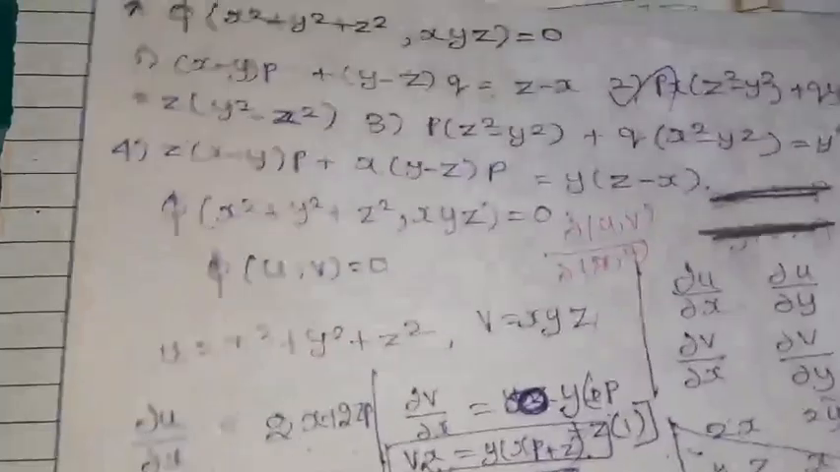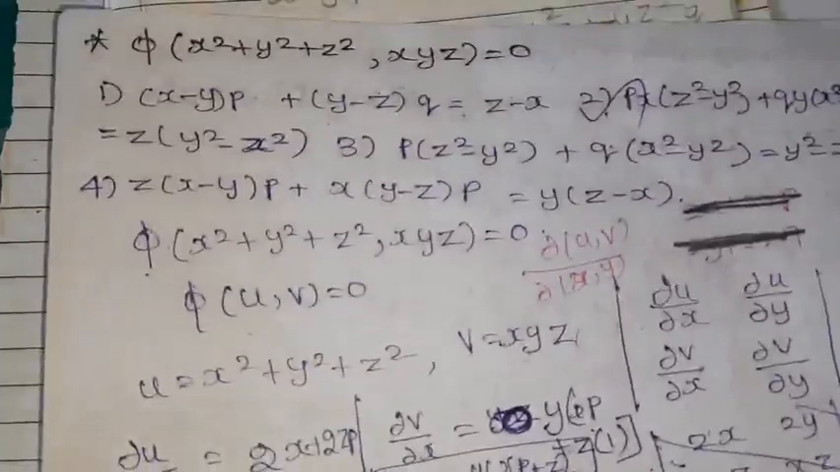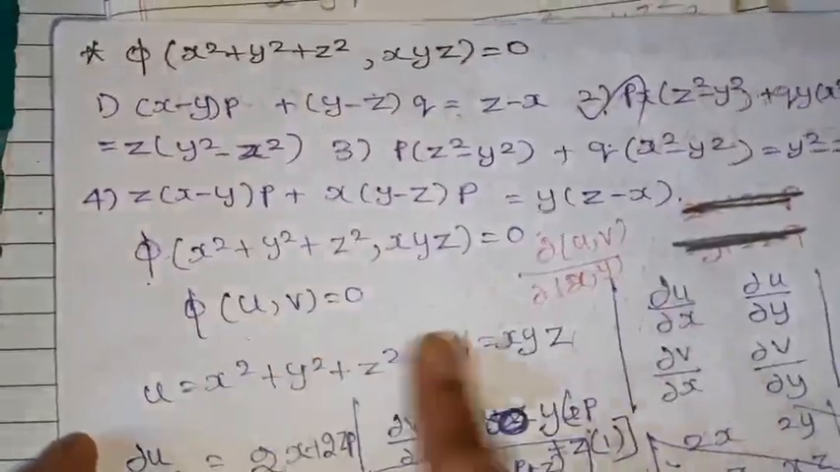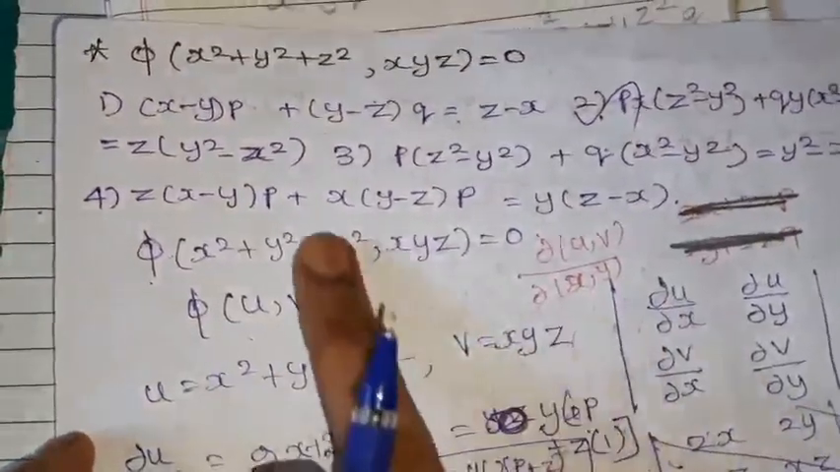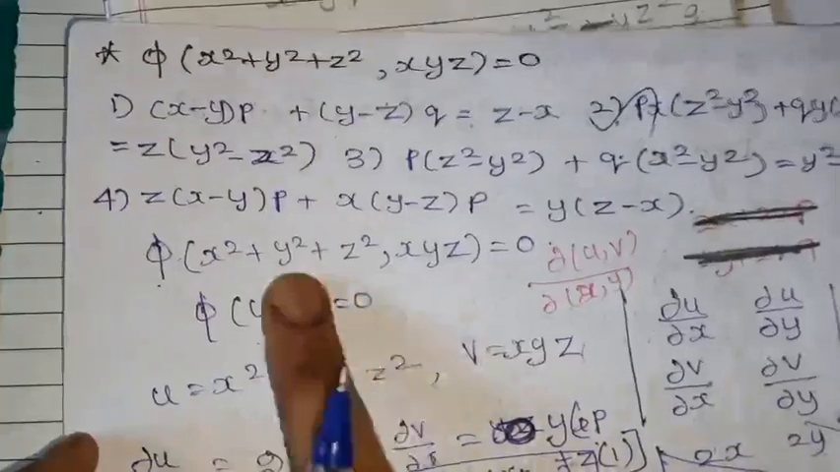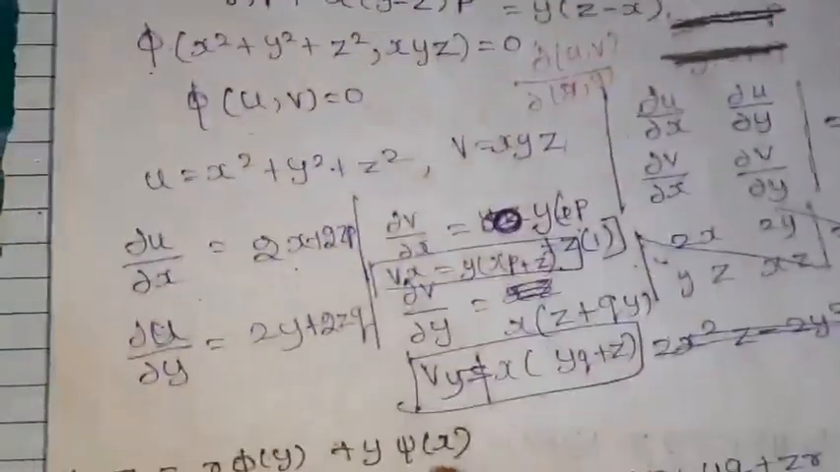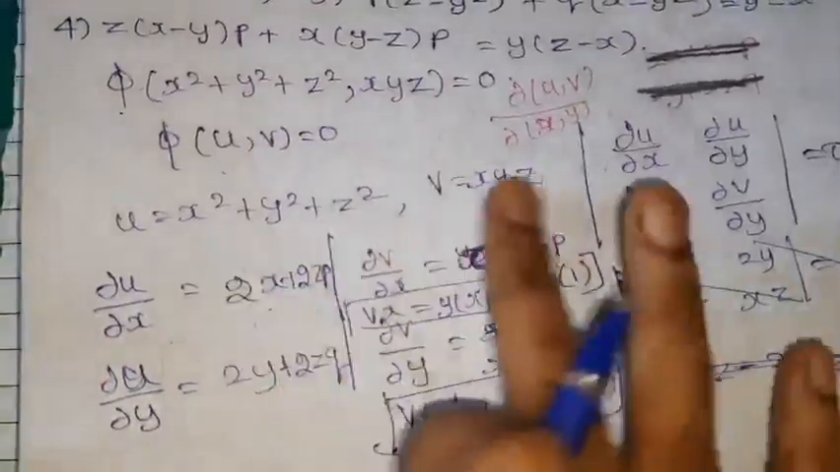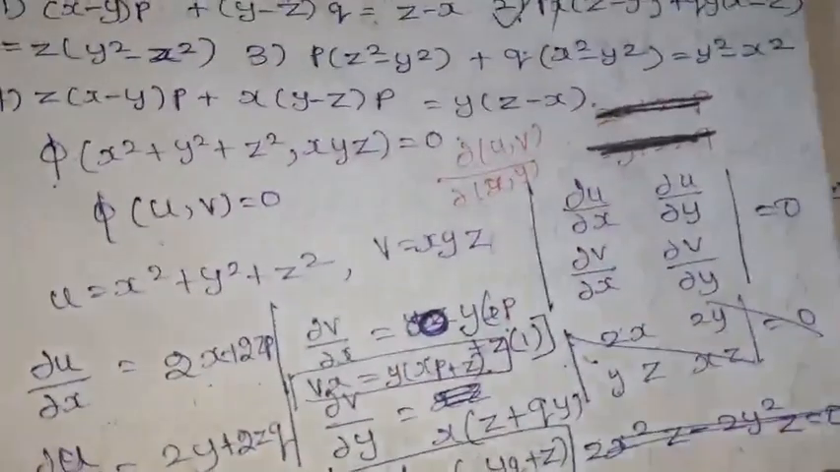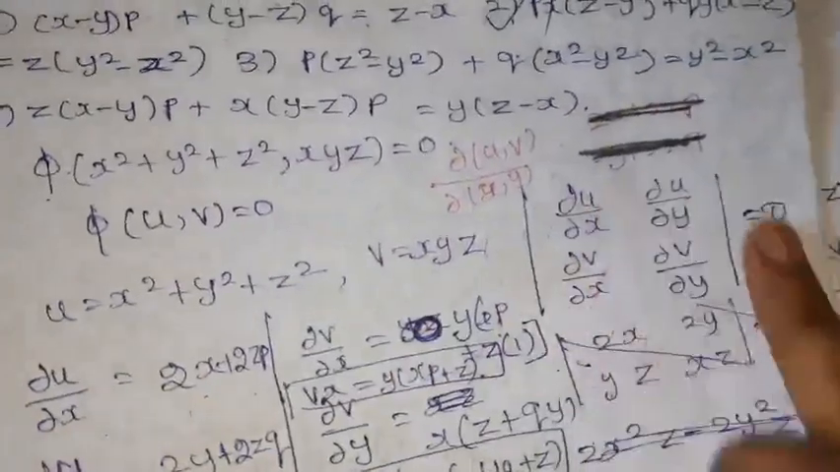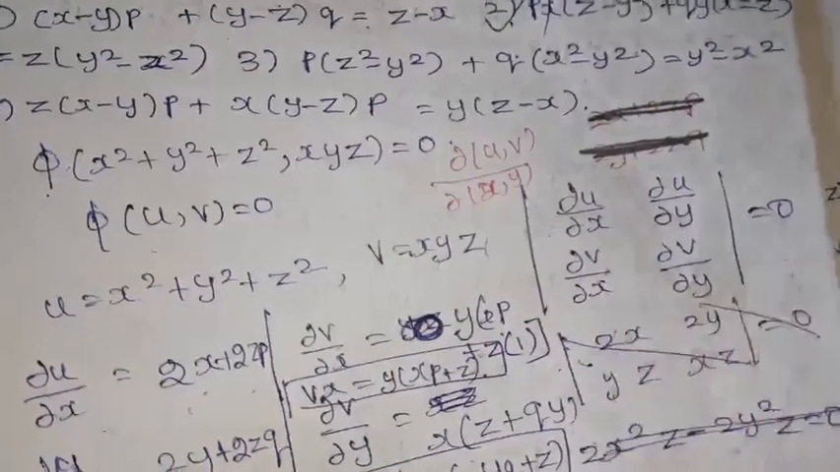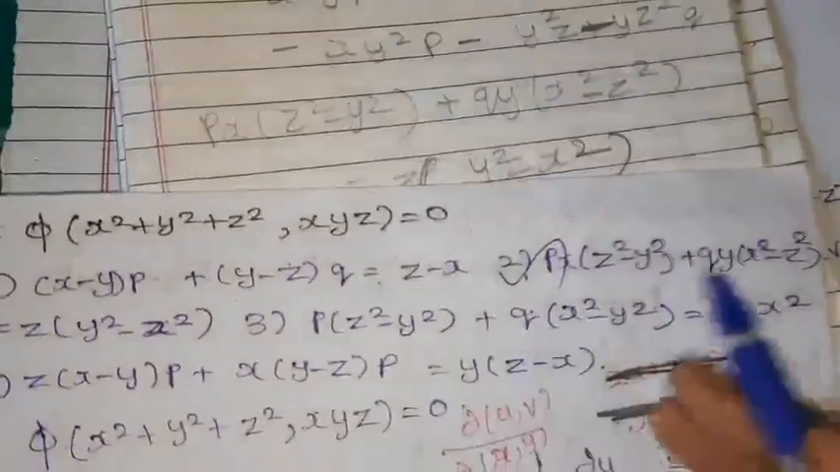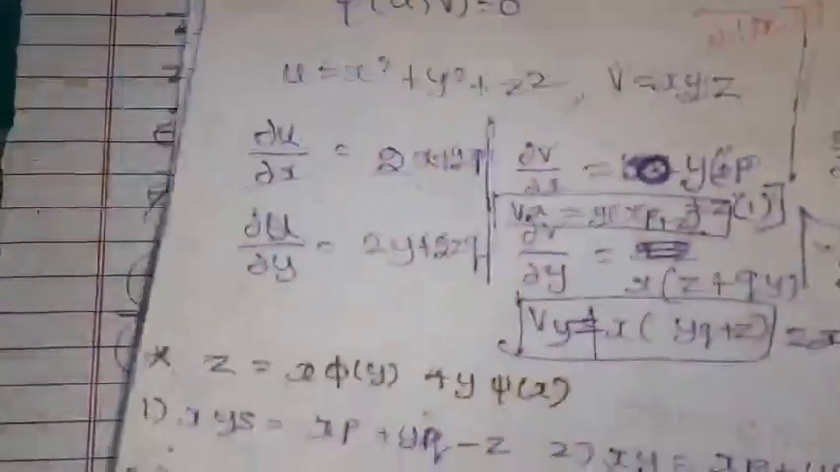What we need to do, just write down the equation. This is in the form of phi of u comma v equal to 0. What is phi u here? Take the u term and the v term, then ux and uy and vx and vy, partially differentiate with respect to x and y in these two, u and v. Then this is the required PDE. So by simplifying, we will get the correct answer as option 2. We'll move on to the next one.